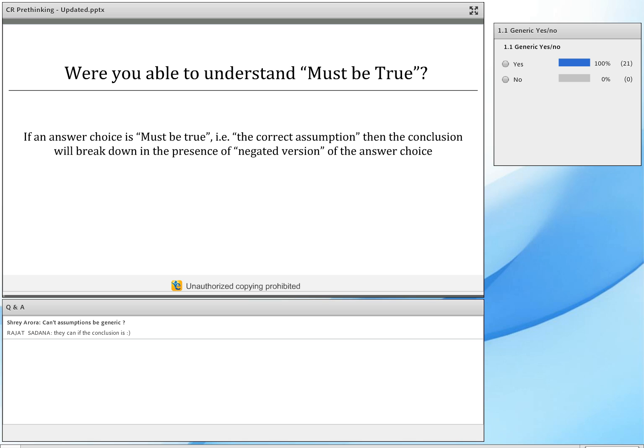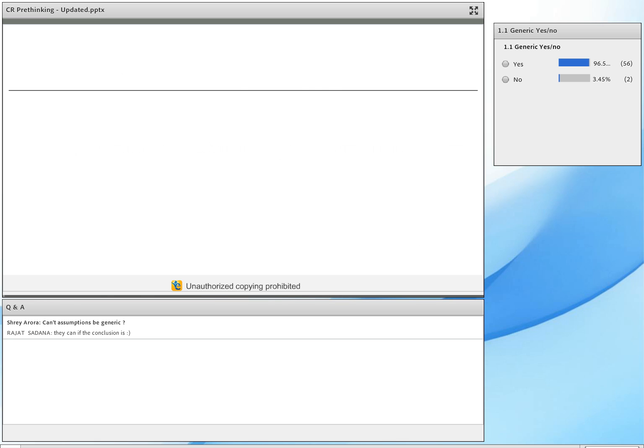Again, remember, if an answer choice must be true, which means it's the correct assumption, then the conclusion will break down by definition in the presence of the negated version. Why? Because if it's a correct assumption, then it must be true for the conclusion to hold true. And if it must be true, then its negated version will kill the conclusion.